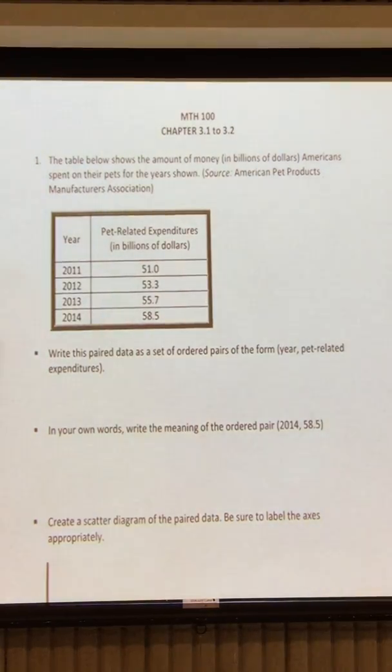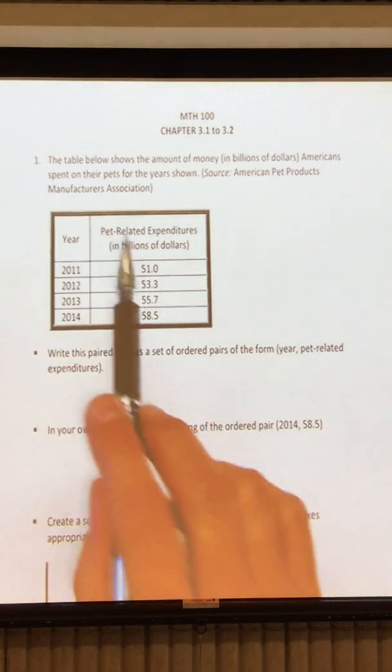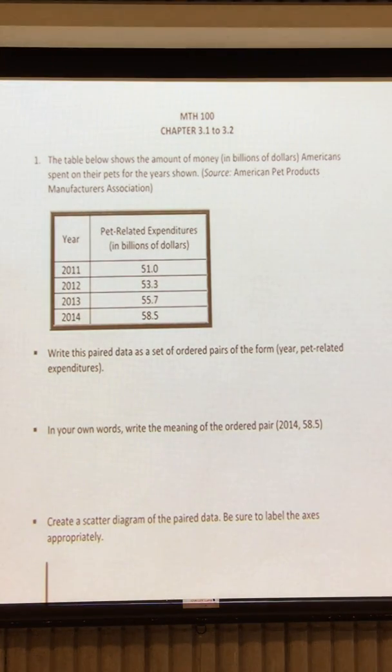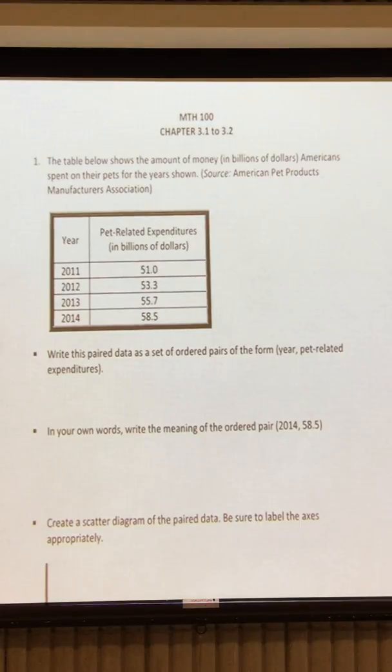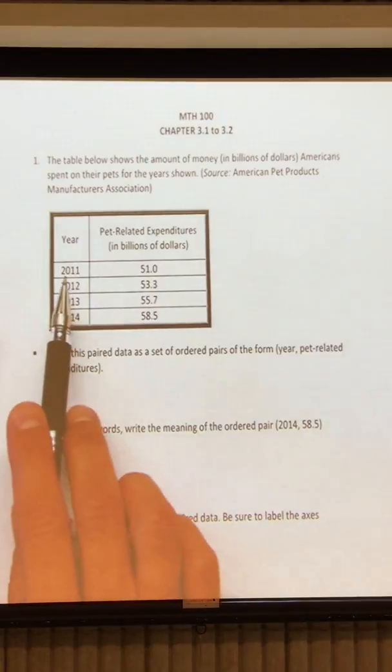Let us begin Chapter 3, Sections 1 and 2. Problem number 1. The table below shows the amount of money in billions of dollars Americans spend on their pets for the years shown. Write this paired data as a set of ordered pairs of the form year, comma, pet-related expenditures. So let's look at the first year.